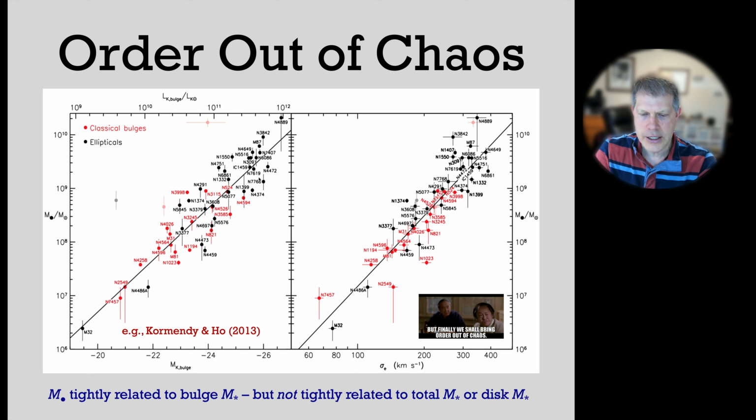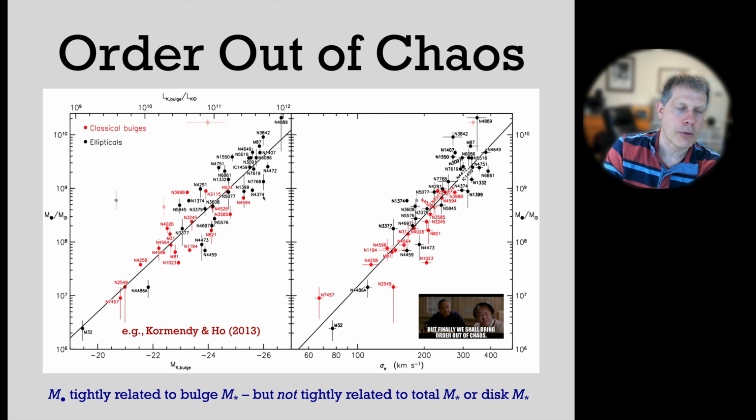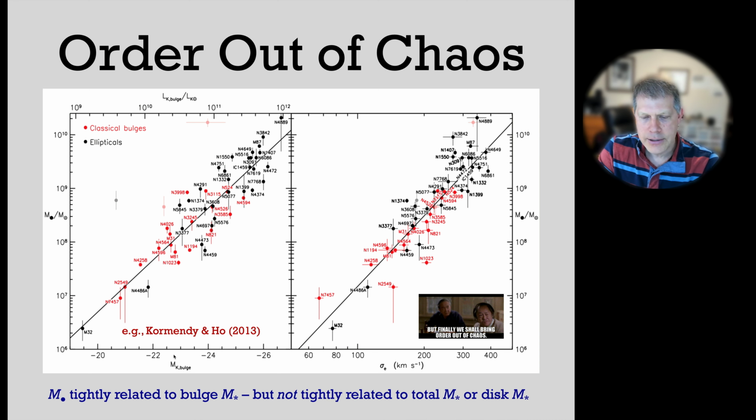Yet these quantities remain physically correlated, which is quite remarkable. And remember that the black hole mass is tightly correlated with the bulge stellar mass, but is not tightly related to the total mass of a galaxy or to the disk mass. There are correlations there, but they're not nearly as tight as these. And you can look at some of the references I cited for details of that.